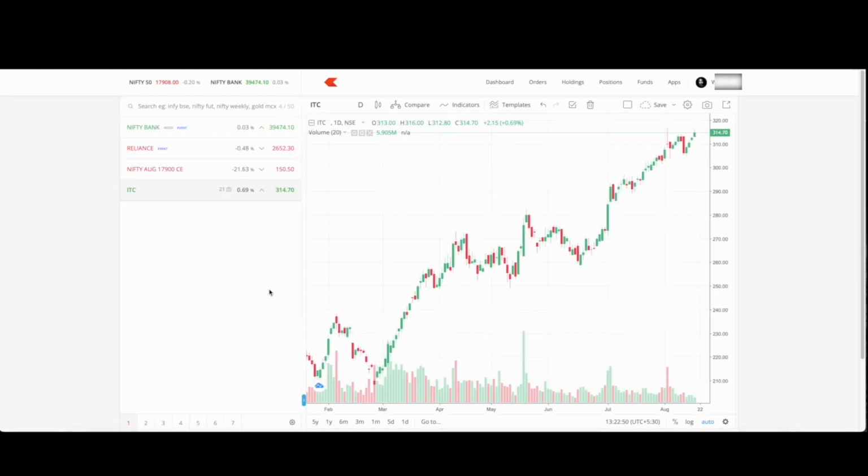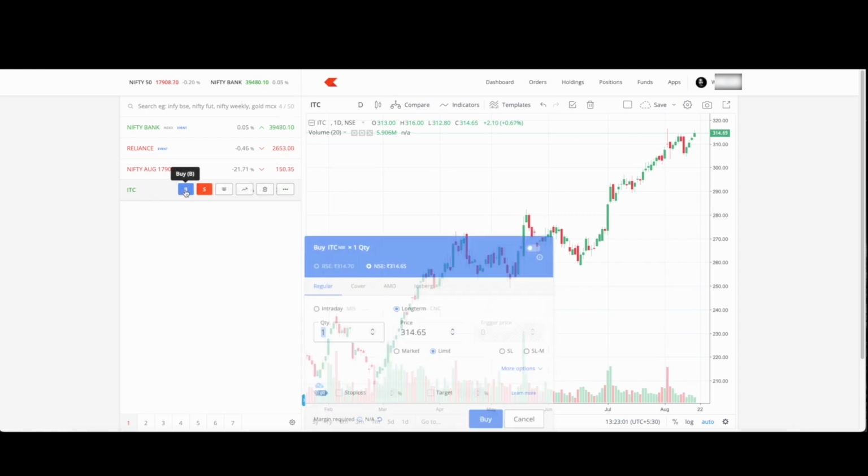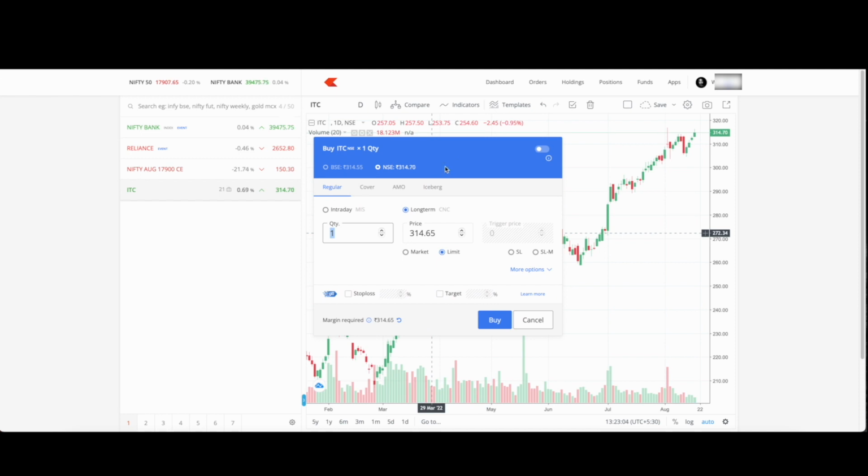Traders, now let us learn how to place an order in intraday. Now let's say you want to buy ITC. You just go here, click on B. You will be taken to this page. In this, you have two options. One is long term, another one is intraday.